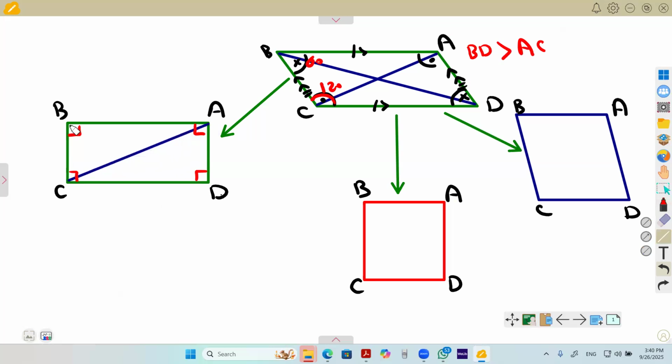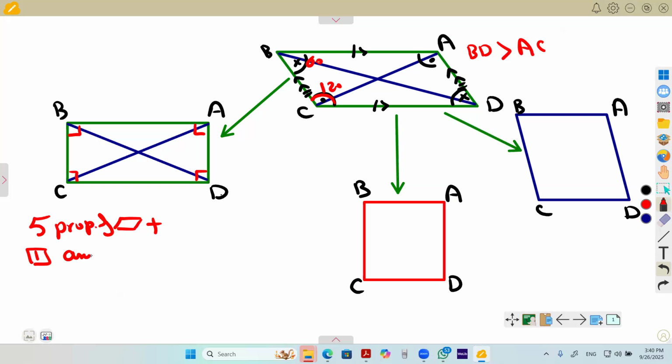Very good. So here the rectangle has the five properties of the parallelogram, plus two different properties of its own. What are the two properties? The angles, each one is how much? 90 degrees. And the diagonals are equal in length, meaning AC is equal in length to BD. So I can say that a rectangle is a parallelogram that has 4 right angles or its diagonals are equal in length.